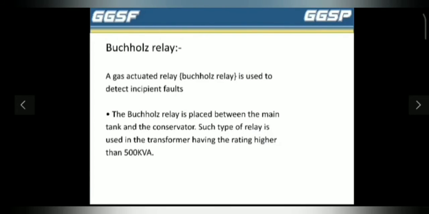Gas actuated relay or Buchholz relay. Gas actuated relay is used to detect incipient faults. The Buchholz relay is placed between the main tank and the conservator. Such type of relay is used in transformers having a rating higher than 500 kVA.